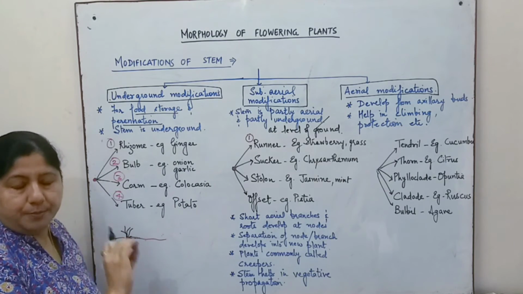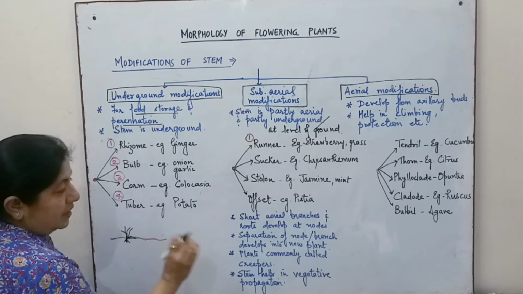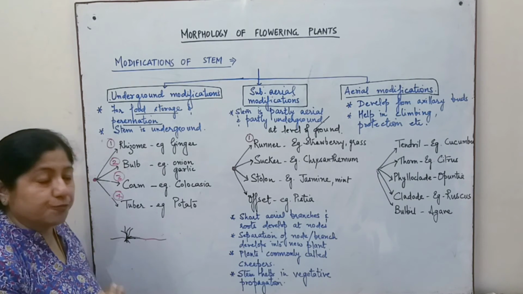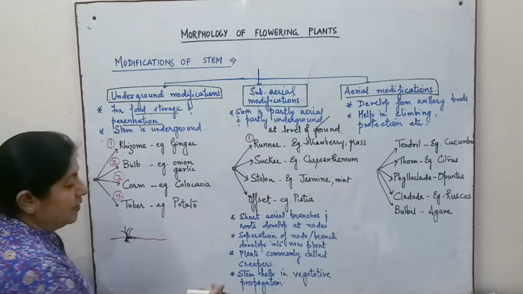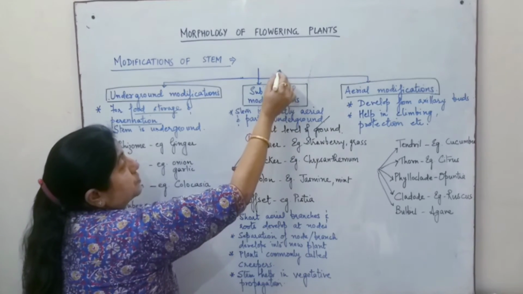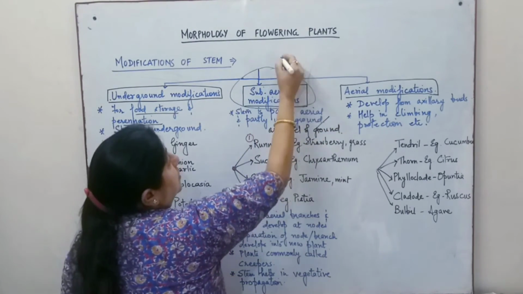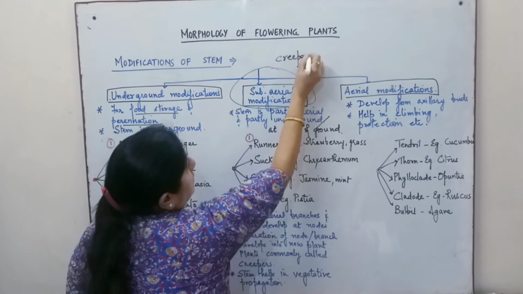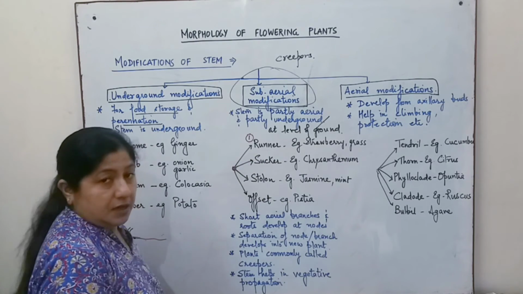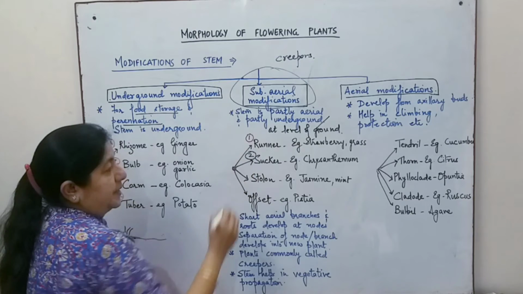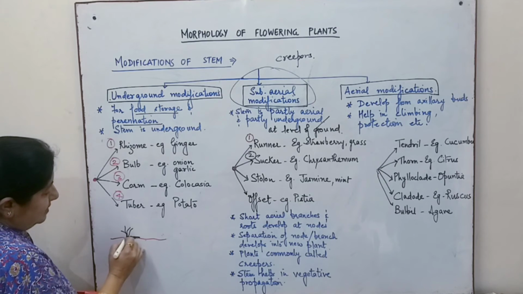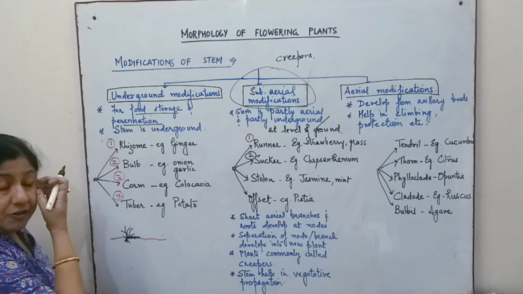The main function over here is that they help in vegetative propagation, and the stem over here helps in the vegetative propagation. The group of plants which belong to the subaerial modifications are known as creepers. Now when we talk of the other type, that is the sucker type. In the runner, the plant is growing but the stem is at the level, not very high, it is at the level of the ground.